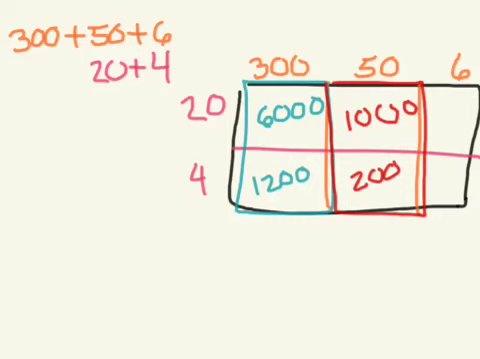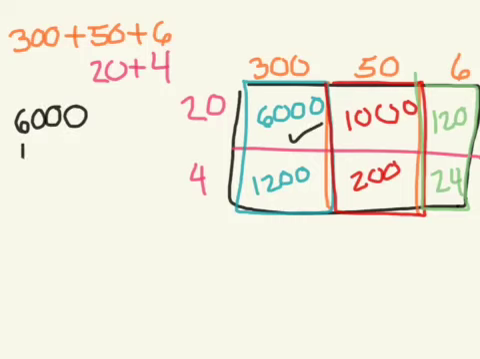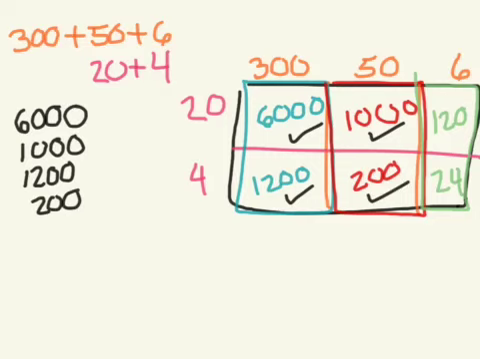Then we've got our last box over here, which I'm going to do in a green. 6 times 20 is going to be 120. 6 times 4 is going to be 24. Now, here's what we're going to do. Line them up and add them together. 6,000, check. 1,000, check. 1,200, check. 200, check. 120, check. And 24, check.